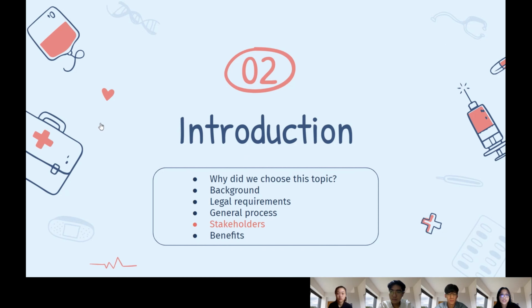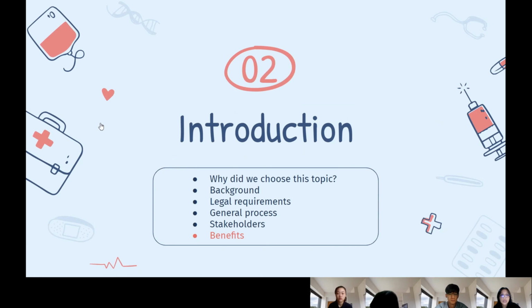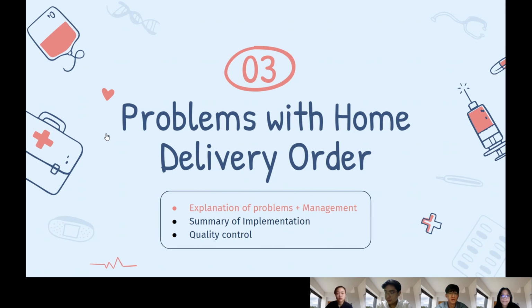And next, we'll be sharing on the stakeholders that we have identified. Stakeholders include patients, medical institutions, pharmacy, and the delivery man. And lastly, we have the benefits of home delivery order. Home delivery is beneficial as it helps to improve adherence to medication, reduce drug waste, which in turn saves costs. It also supports telemedicine and is able to consolidate and deliver medications from different prescribers in one parcel, which is convenient.